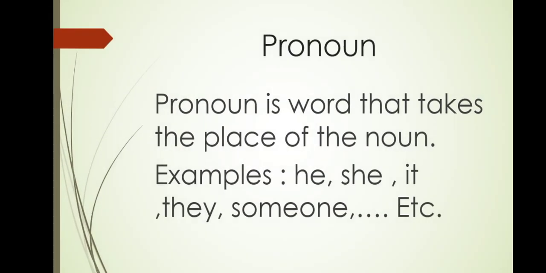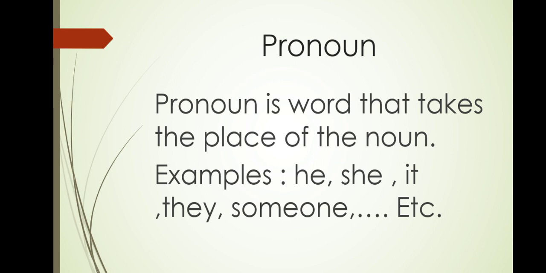Topic: pronoun. So tell me, students, already you have learned in the last previous class about parts of speech. In that we have completed. Now the second part of speech is pronoun. See, what is a pronoun? A pronoun is a word that takes the place of the noun.